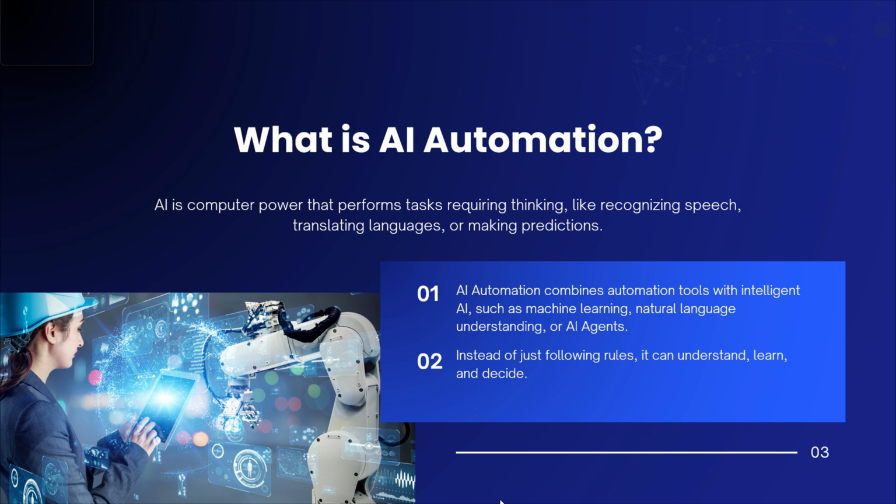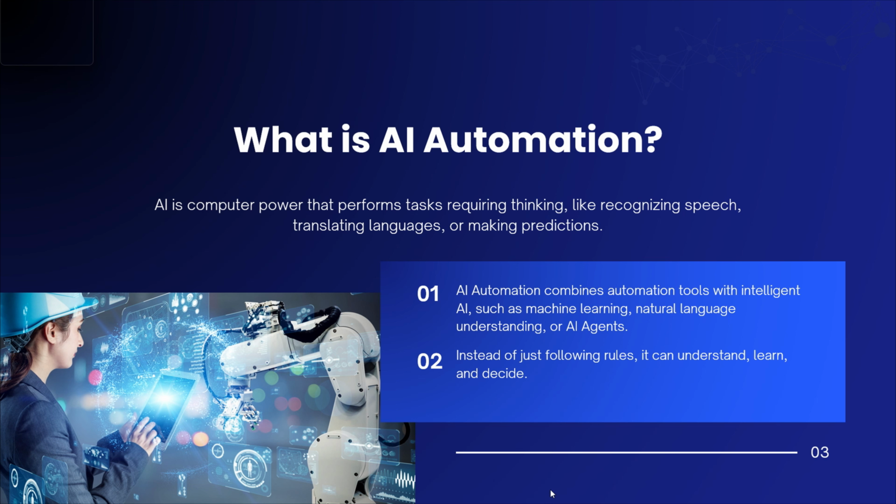So with AI automation, what you're essentially doing is taking automation tools, automation software, and pairing them up with intelligent AI, such as machine learning, natural language understanding, or AI agents. Now, instead of these automation tools just simply following rules, they can learn, they can understand, and they can decide. That is what AI automation is essentially all about.